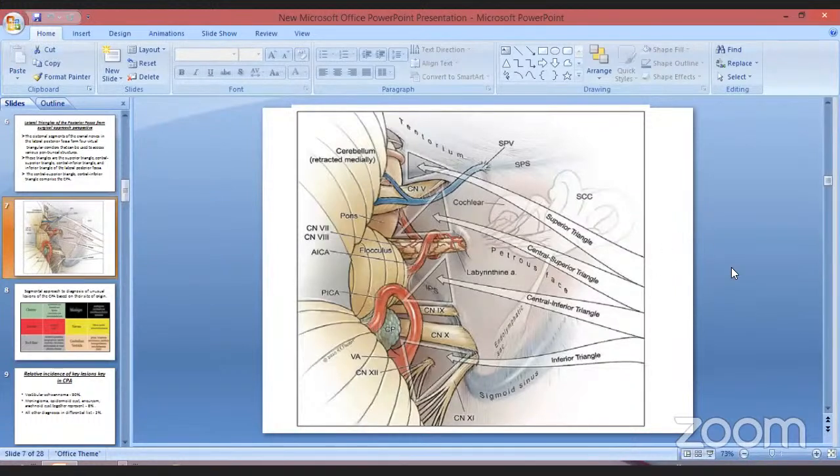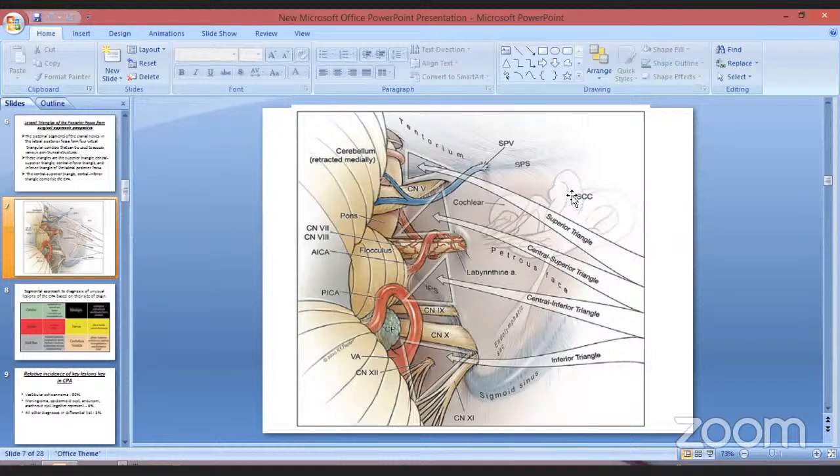So I'll show it in this view. The four corridors are the triangles: the superior triangle, and in the center there are two, the central superior triangle and the central inferior triangle, while there is also an inferior triangle. The CP angle forms from a combination of the central superior triangle and the central inferior triangle.